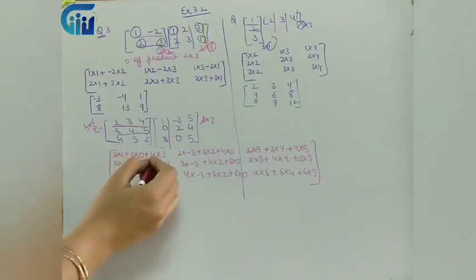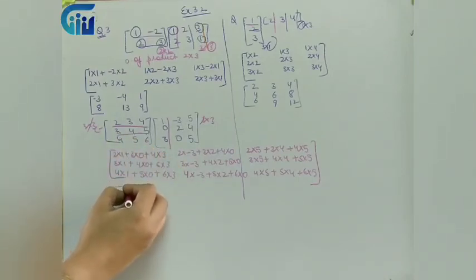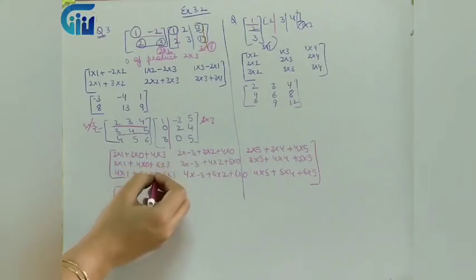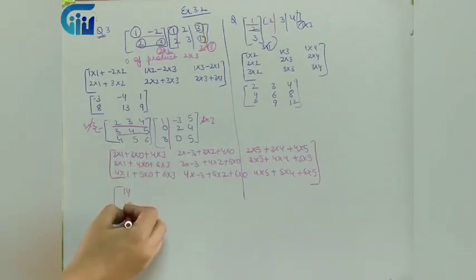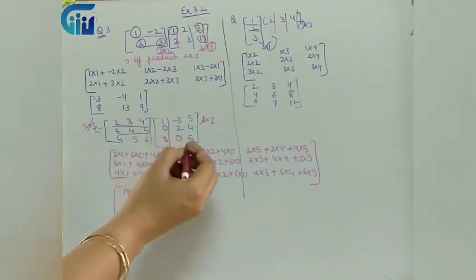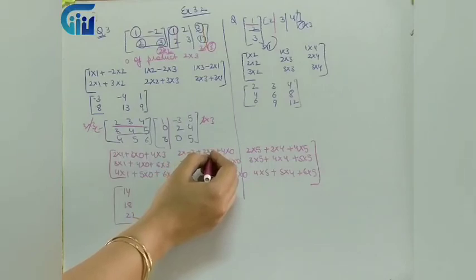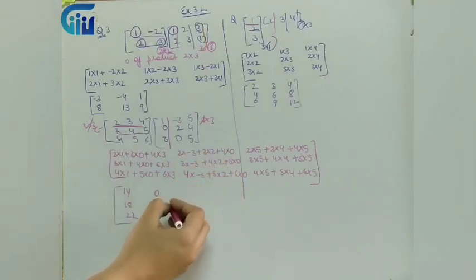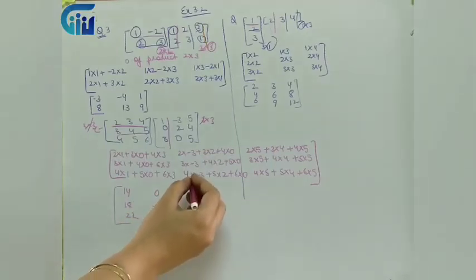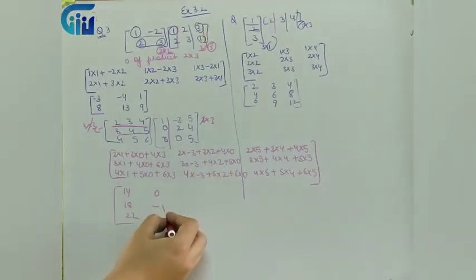So 2 plus 0 plus 12, so 14. Then 3 plus 0 plus 15, 18. 4 plus 0 plus 18, 22. Right? Then next, minus 6 plus 6. So everything will get cancelled, 0. Minus 9 plus 8. So it is minus 1. Minus 12 plus 10. So it is minus 2.